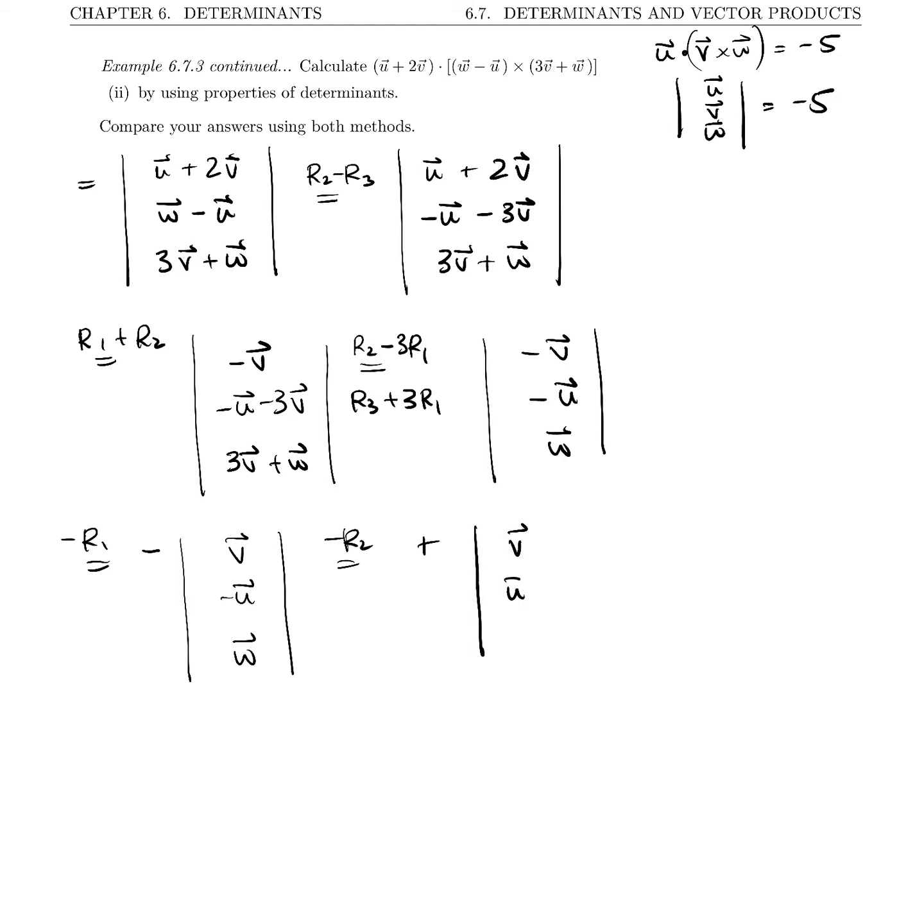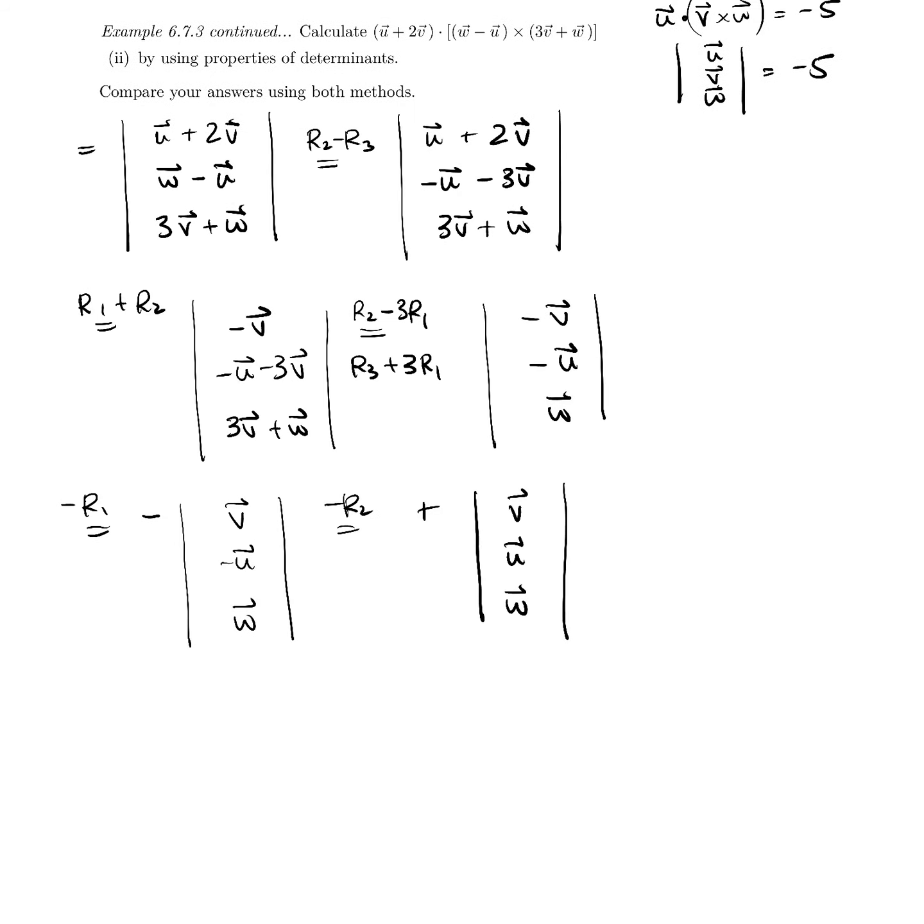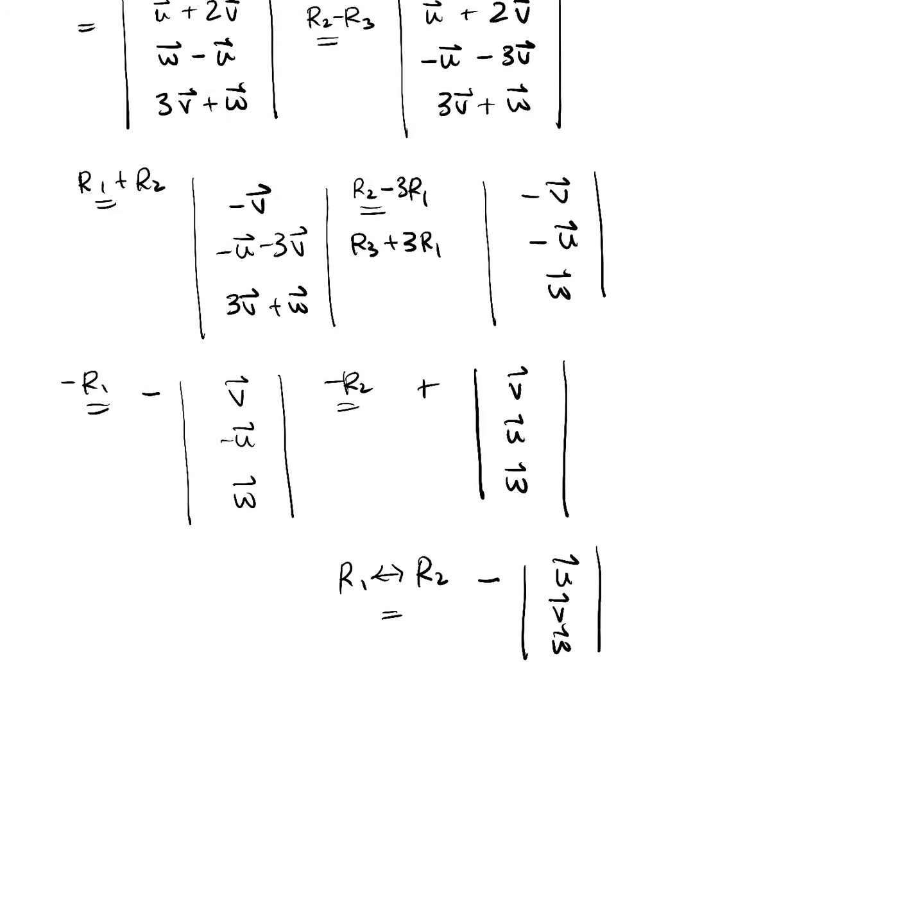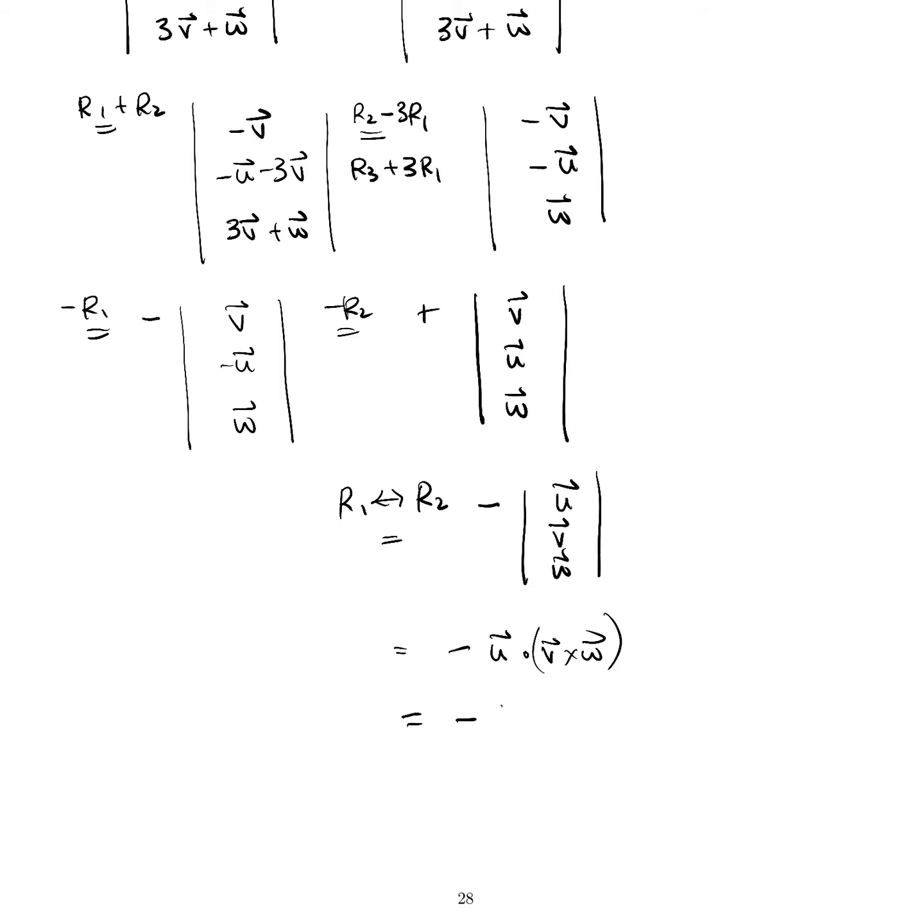V, u, and w, and then the last operation that we need to do is an interchange. Remember, we need them in this order to be equal to the triple scalar product, and so we'll do row 1 interchanged with row 2, which an interchange gives us a negative, so negative u, v, and w, which is the triple scalar product. So this is equal to negative u dotted with v cross w, and that is the value that we had before, negative 5, which is 5.